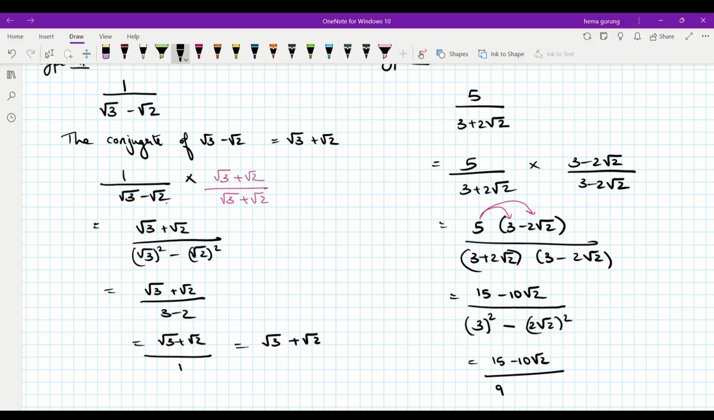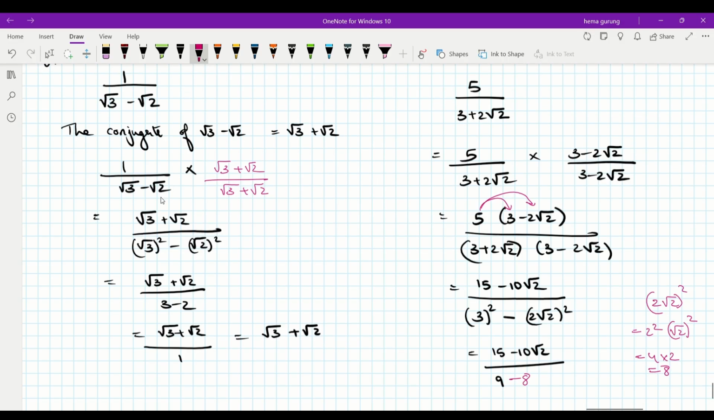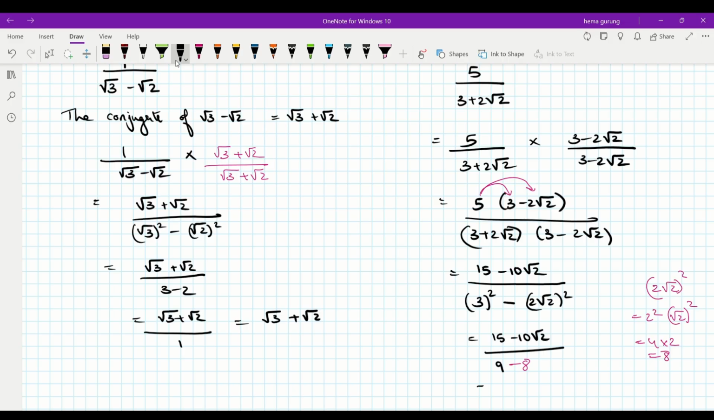So 9 was the square of 3, and the square of 2 root 2 is the square of 2 times the square of root 2, which is 4 times 2, that is 8. So minus 8. And your answer is 15 minus 10 root 2 divided by 1. So 15 minus 10 root 2. That's your answer. I hope it's clear. It's similar to the one which we did. It's just that we have a coefficient here, the coefficient of a surd.